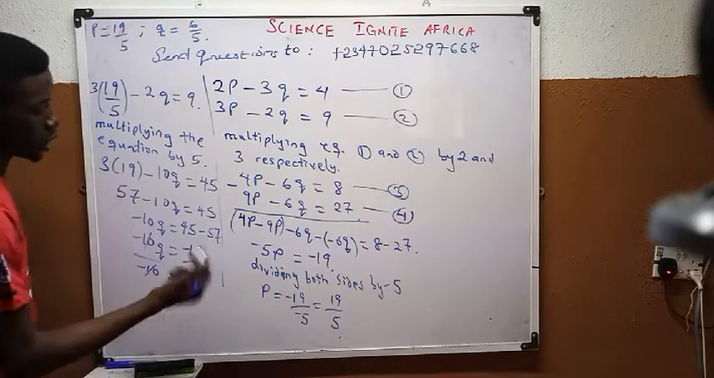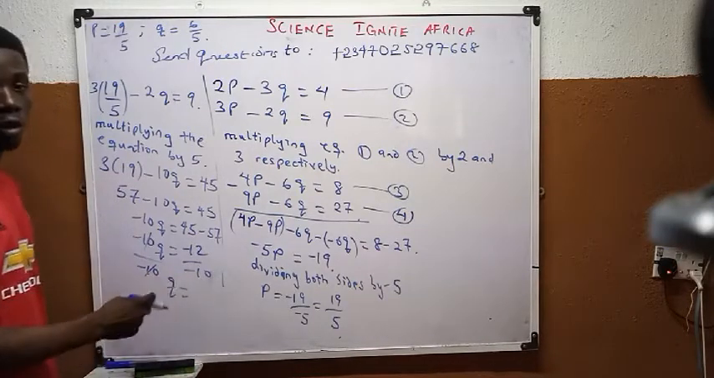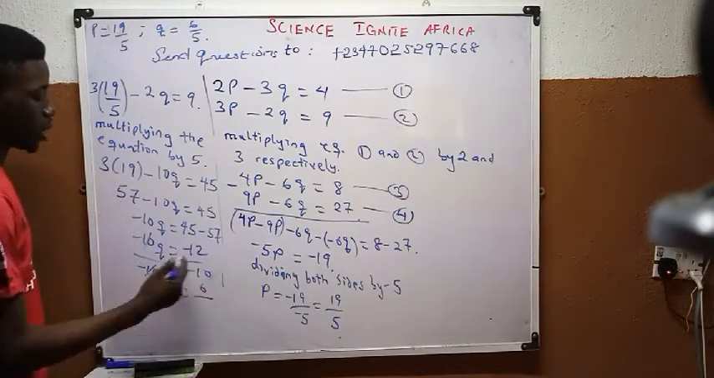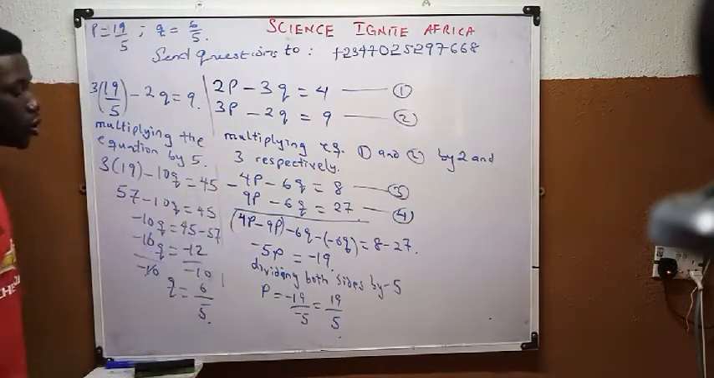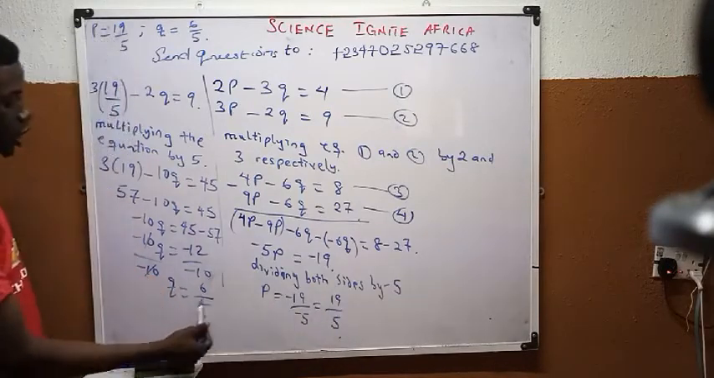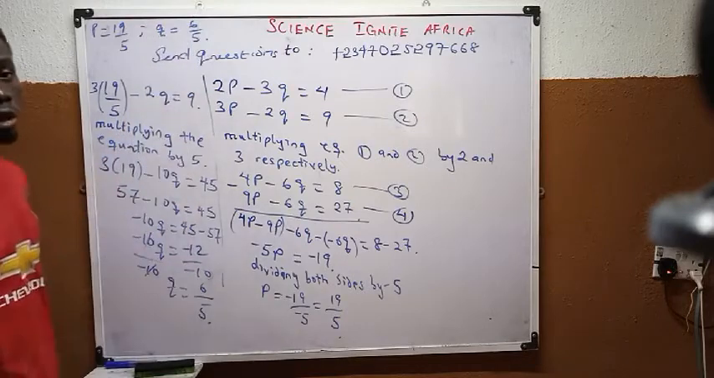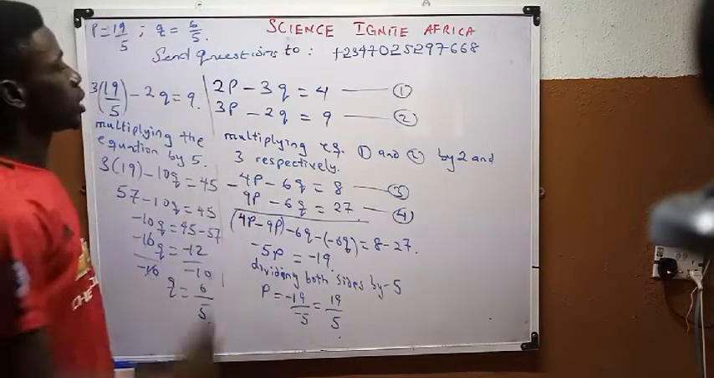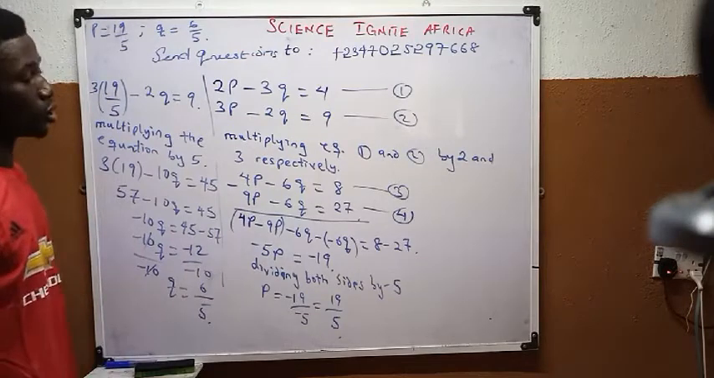q will become, so there's a common factor here. Minus 2 can go into both of them. So minus 2 in minus 12, that's 6. And minus 2 in minus 10, that's 5. So if we check now, our p that we got here is 19 over 5, and our q is 6 over 5. Another time when we used the substitution method, we got the same result, which implies that this is okay.